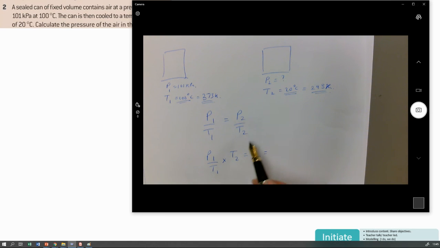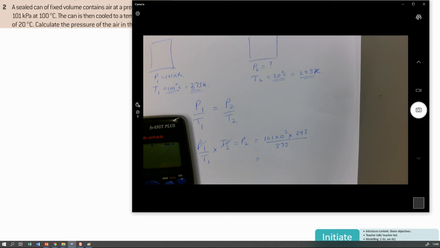Let's sub our numbers in. P1 is 101 times 10 to the power of 3, times temperature 2, which was 293, divided by the starting temperature, which was 373. Let's get out the calculator. I've got 1 minute and 20 seconds left of video time. 101 times 10 to the power of 3, times 293, the pressure's on, children, equals, divided by 373 equals 79337, blah, blah. So that's equal to 79 kilopascals. Bazinga. I do believe that's the correct answer.